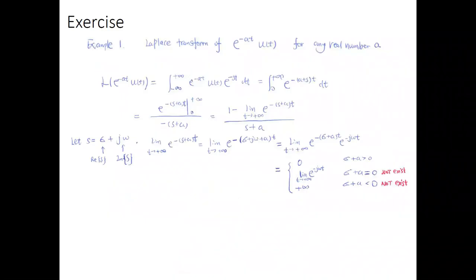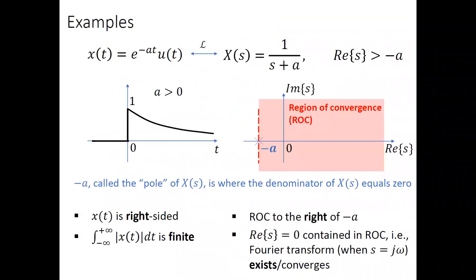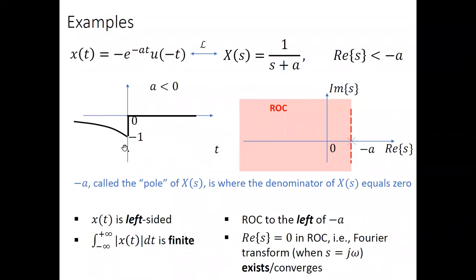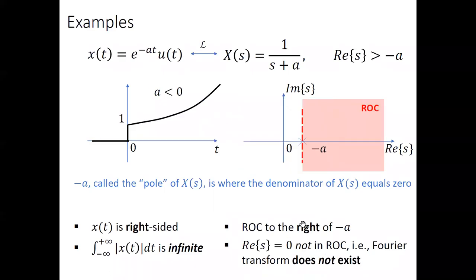And then we looked at several examples of Laplace transform. From these examples, we summarize some observations. Say we have a right-sided exponential signal. Then the region of convergence of the Laplace transform is to the right of the pole. The pole is the point of s that makes the denominator of X(s) zero. If x is a left-sided signal, then the region of convergence is to the left of the pole. So there is a correspondence between left and left, right and right.